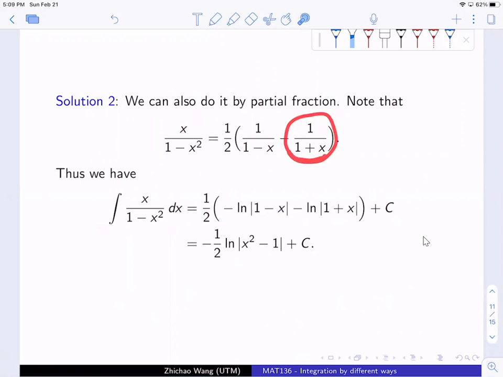And the integral of 1 over 1 plus x is equal to ln of the absolute value of 1 plus x. So finally, it is also equal to minus 1 over 2 times ln of the absolute value of x squared minus 1 plus c.